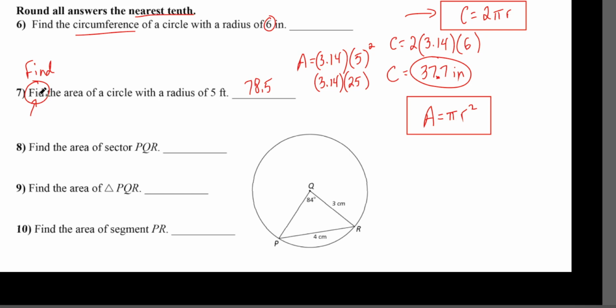Now this one is area. It is area, so what do we do with that feet? Feet squared, okay? Again, this was 37.7 inches, and that's 78.5 feet squared. Make sense?